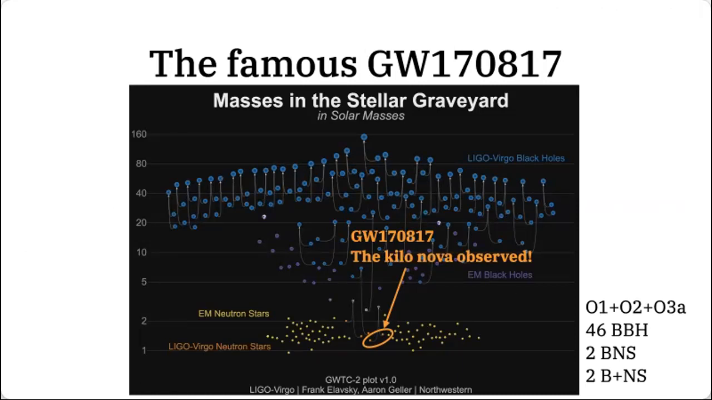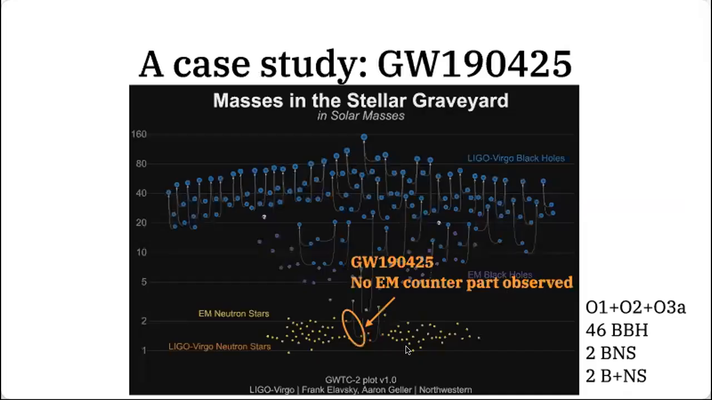So we skip that. But then another one is 190425. Sorry, that's another black hole binary, or neutron star binary. We don't know what it is, but we don't have an electromagnetic counterpart for this observation.